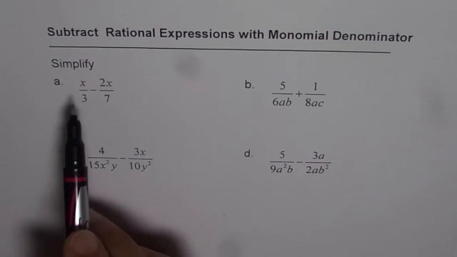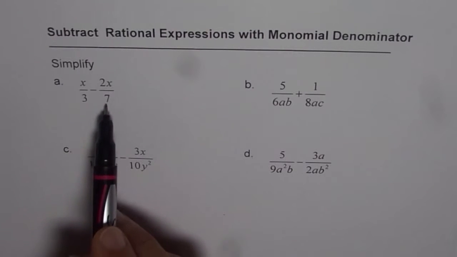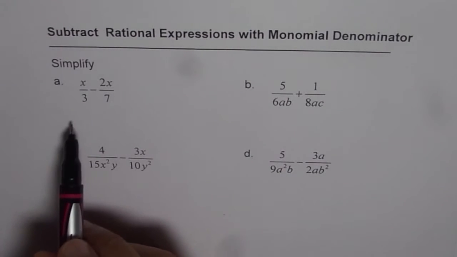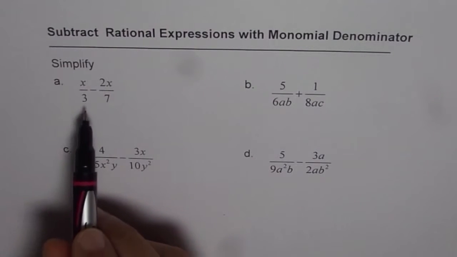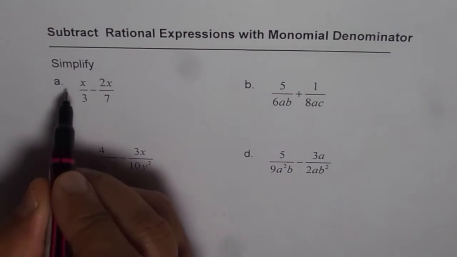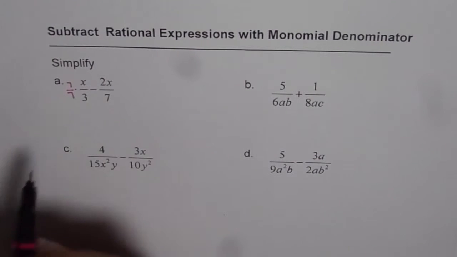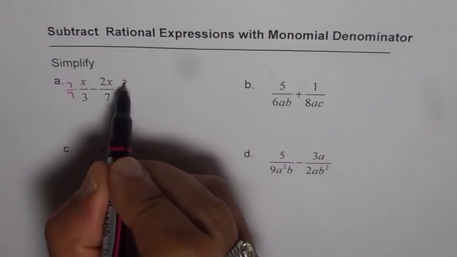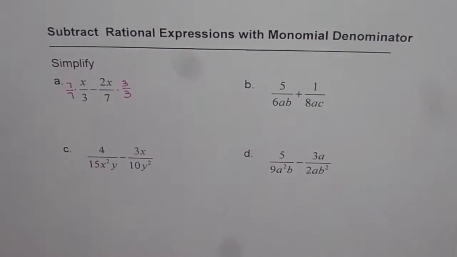The first one is x over 3 minus 2x divided by 7. To subtract, we should have a common denominator. Now here the common denominator can be 21. To get 21, we need to multiply the first term by 7 over 7, right? That is 1. 7 over 7 is 1. Times 1 gives you the same number. Now 7 times 3 is 21. The other number should be multiplied by 3 over 3, right? That will give you a common denominator of 21, and then you can subtract the numerators.